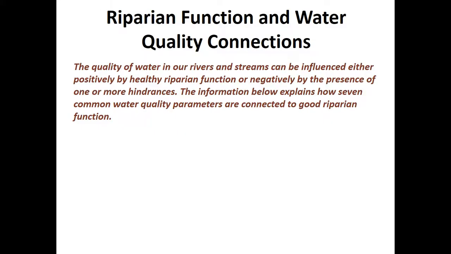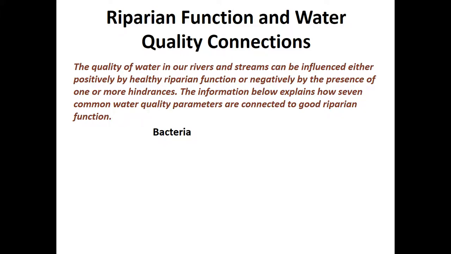For riparian function and water quality connections, the quality of water in our rivers and streams can be influenced either positively by healthy riparian function or negatively by the presence of one or more hindrances. The information here explains how 7 common water quality parameters are connected to good riparian function. With bacteria, E. coli is a type of bacteria found in the large intestines of warm-blooded animals that can cause severe illness to humans if ingested. E. coli is an indicator that disease-causing organisms may be present in the water.